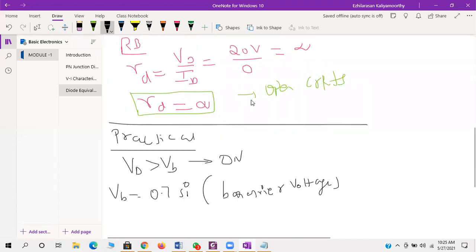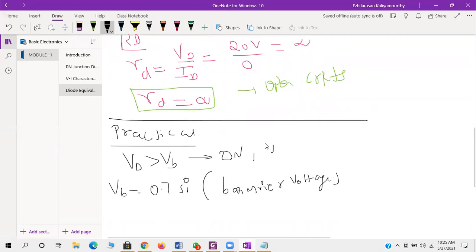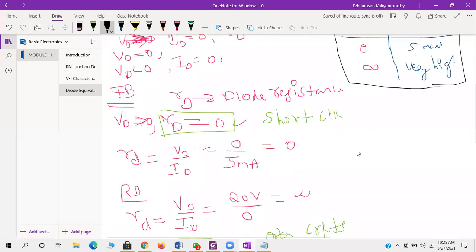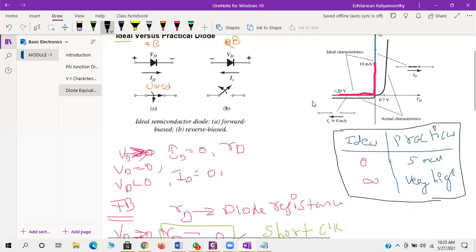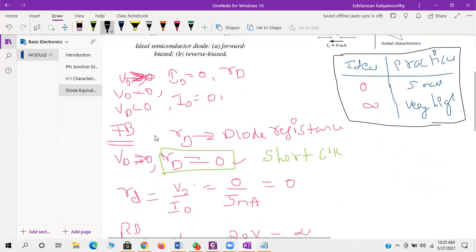In practice, that is why. If it is on, what will happen? Your ID, the diode current, will get increased. See here in the diagram, the diode current increases. When it increases, I can see it as a closed switch. Now the same way, if I go for reverse, so this is for forward.